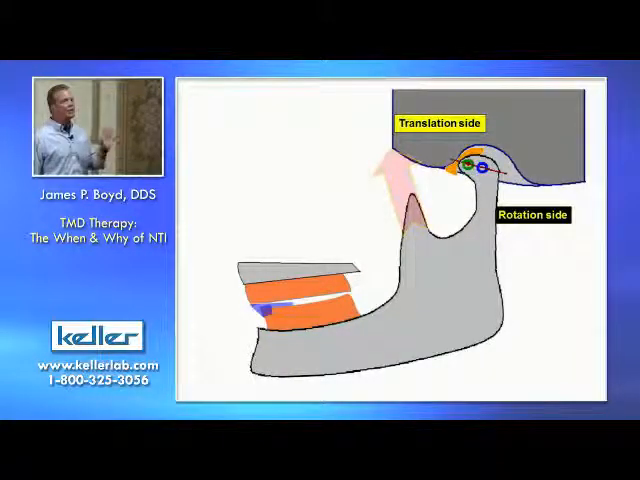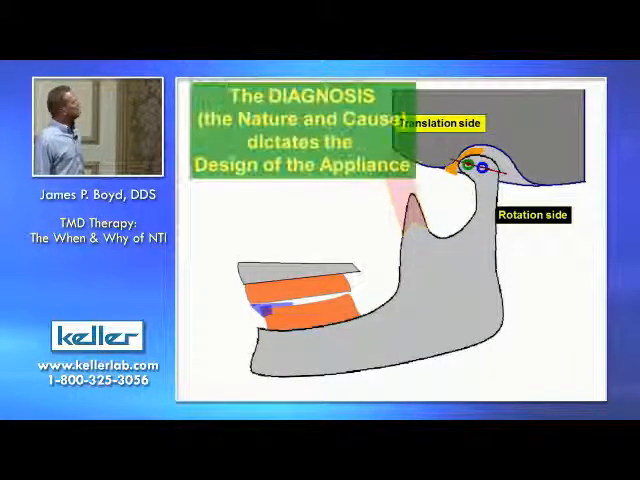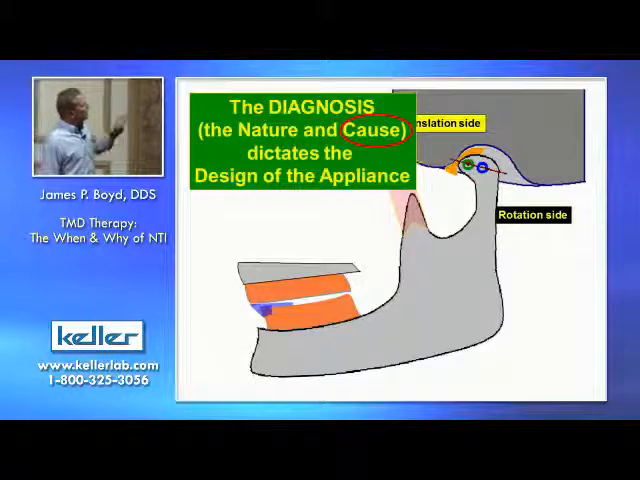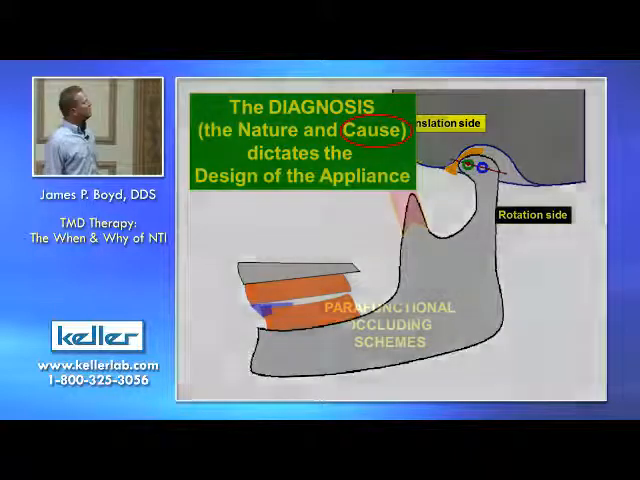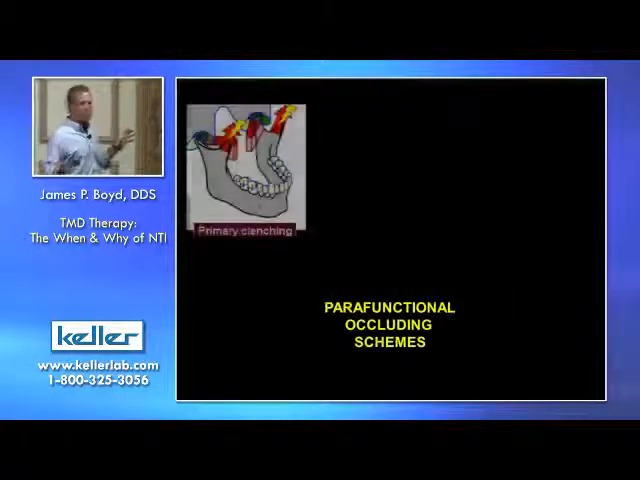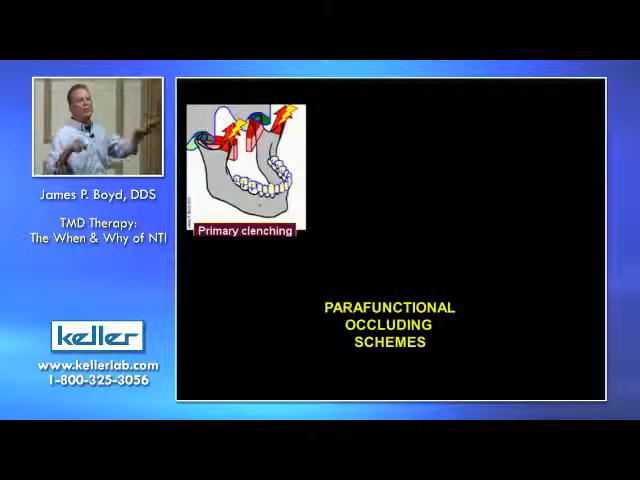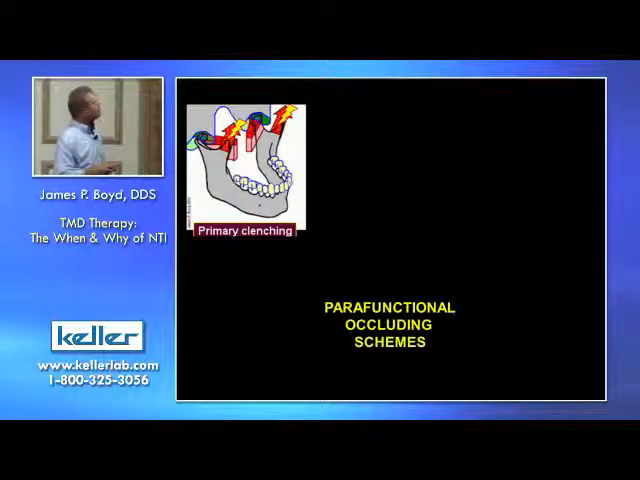So we're sort of getting into splint design now. Let's look at what is causing that activity. And it's this parafunction and these occluding schemes that allows these signs and symptoms to happen.